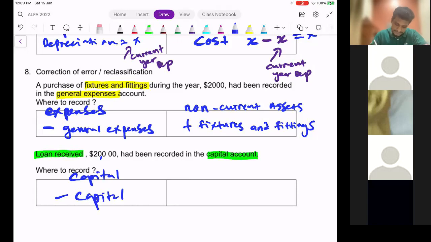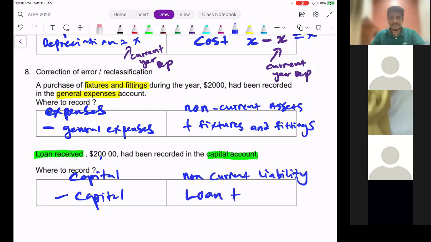Then you go put where? You go to non-current liability, you go to the loan, you plus the loan 20,000. Minus the capital, plus the loan, because it's supposed to be loan, but they mistakenly put it in capital. So you take out from the capital, put in a loan. That's a correction. We are doing correction. No current asset here.